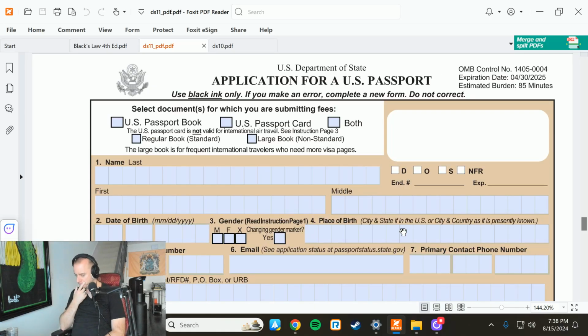All right, so here's the passport. Here's the DS11. Okay. I mean, it's going to cost you like $60 more, but you should do both. You want the card and the book. The card's dope, dude. I use it for cars. If I'm cruising around in a car, I use the passport real quick.